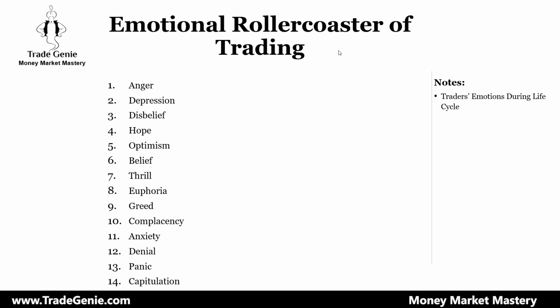Now, the emotional roller coaster of trading. These are some of the emotions I listed here. There are 14 of them, and there could be many more, but these 14. So during the market life cycle, 14 emotions: anger, depression, disbelief. And I will show you on the chart where these emotions come. I will explain it to you through the chart.